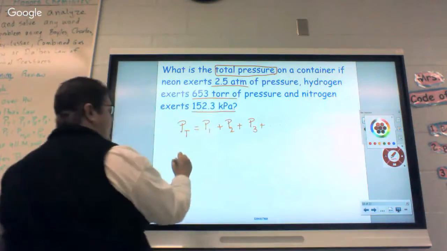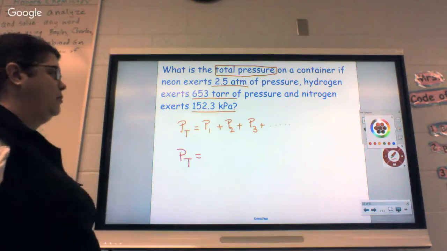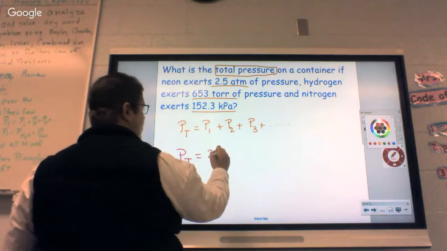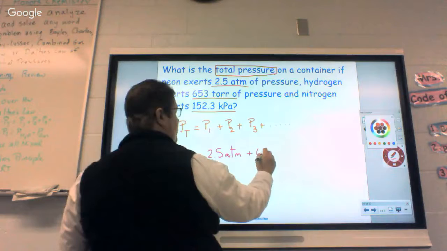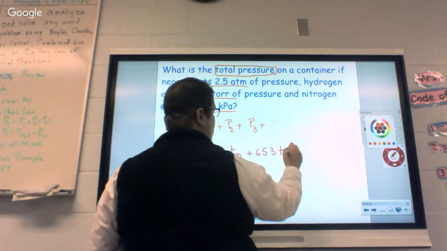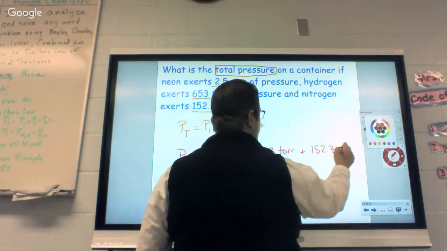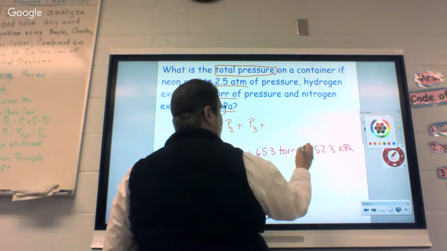All right, so we're looking for P total, and we need 3 partial pressures because I have 3 pressures, right? So I have 2.5 ATM, I have 653 torr, and I have 152.3 kPa. Now, the problem I have is what? They're not the same unit.